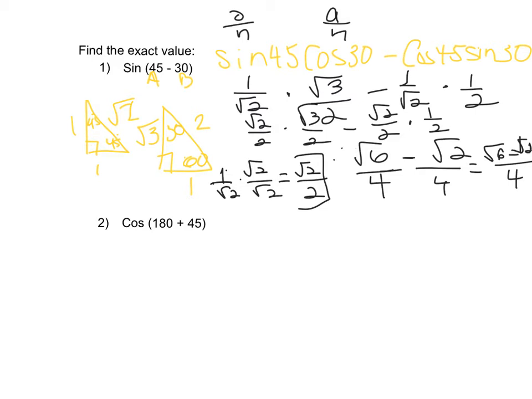And that is my answer. It's a funky answer. Most of the answers are going to look very similar to what I just wrote down when you do these. All the ones we're going to do are going to be the triangles that you know of. So the next one is cosine of 180 plus 45.